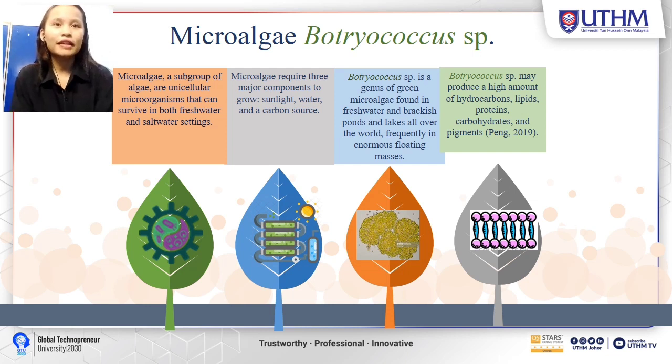Botryococcus species is a genus of green microalgae found in freshwater and brackish water and lakes all over the world, frequently in enormous floating masses. These microalgae, Botryococcus species, may produce a high amount of hydrocarbons, lipids, proteins, carbohydrates, and pigments.